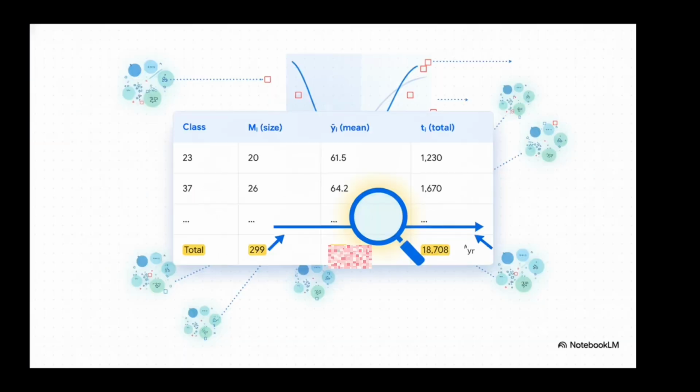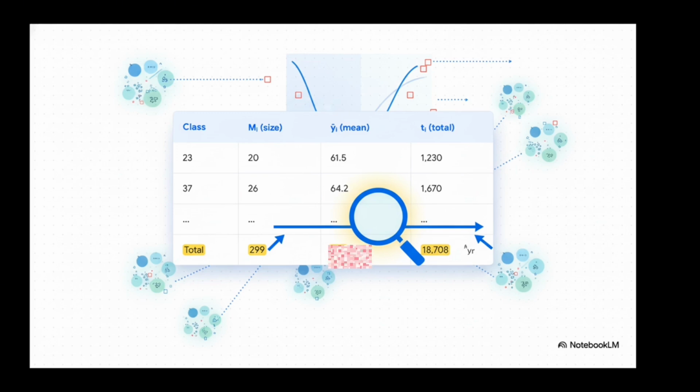All right, here's the raw data from our 12 sampled classes. The first thing you should notice is that M sub i column, the class size. See? We've got classes as small as 20 students and others as big as 26. This is exactly the unequal size problem we've been talking about.